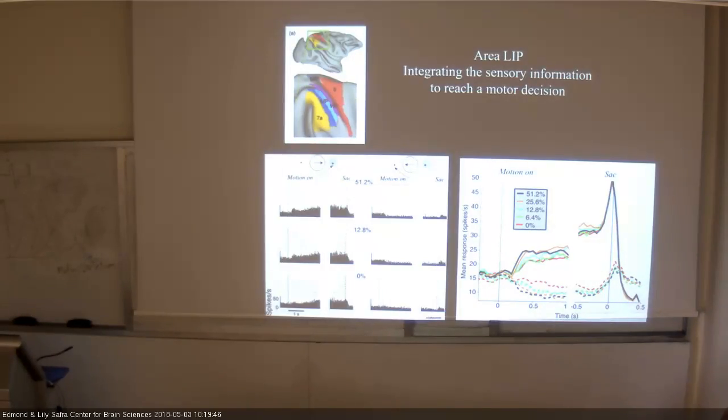Another point to notice here, which I want to focus on, is what's going on here. Here, 0 is the time that the motion of the dots is on. The dots are placed on the screen, and what do you see? Well, initially there's not much firing. Why?